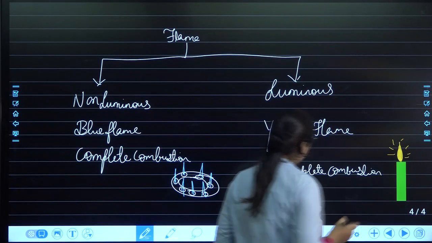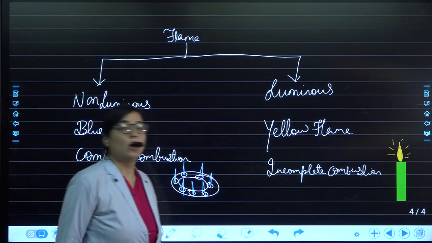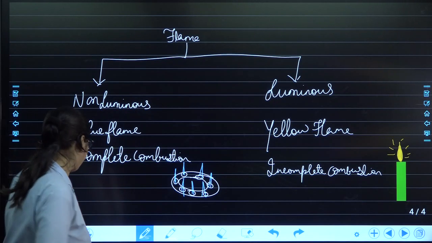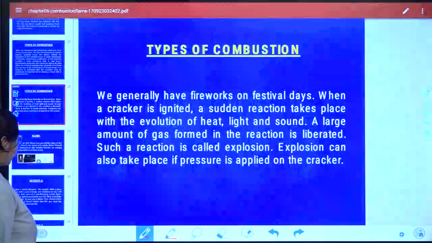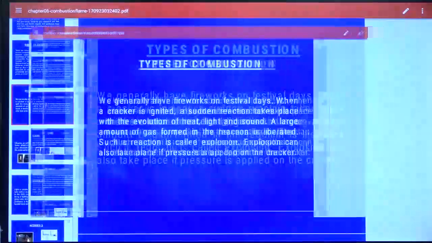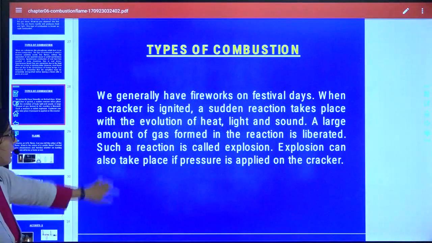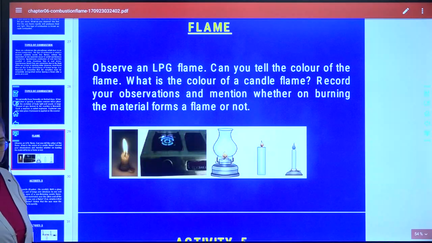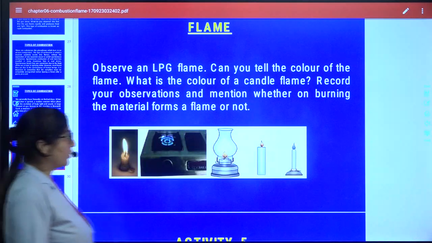So, what is this? This is the example of luminous and non-luminous flame. Now, let's move further on the next particular topic that we are discussing, which is flame. Coming to one of the very simple examples which is given over here that I talked with you.